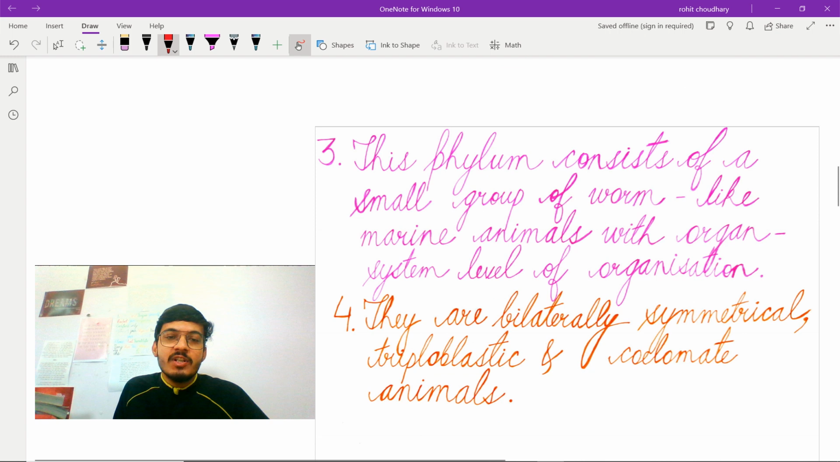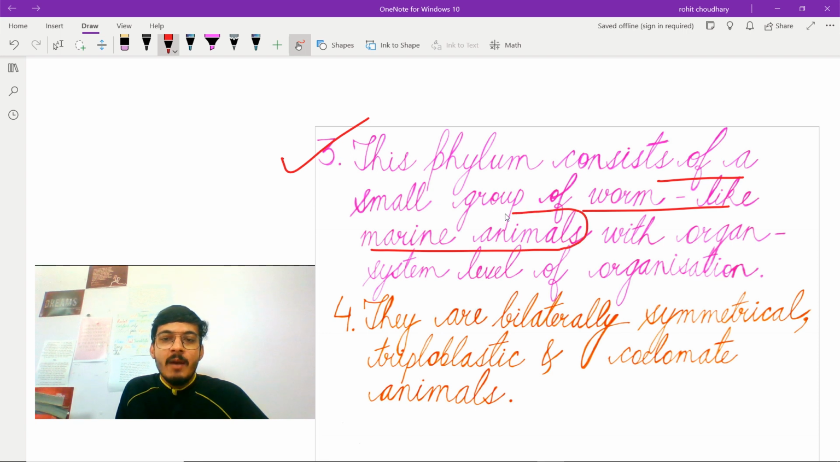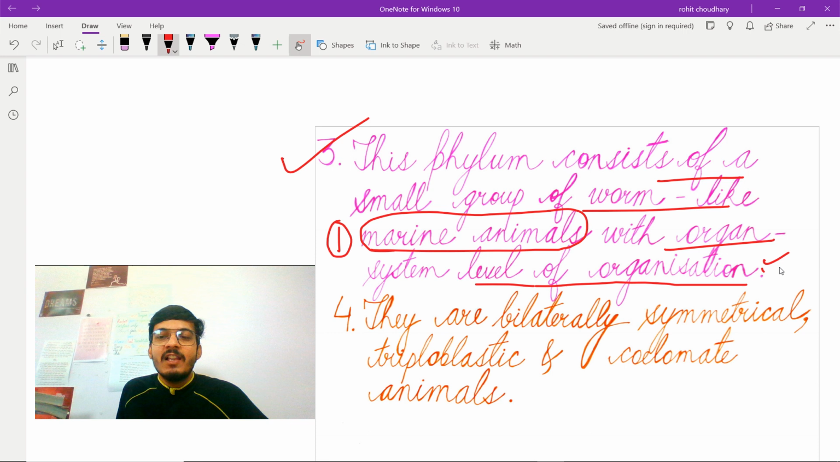The next feature is that this phylum consists of a small group of worm-like marine animals. Habitat will be marine. So this is the first important point. The habitat of the organisms found in phylum Hemichordata is marine, with organ system level of organization. Right from Platyhelminthes, we are studying that the organisms have organ system level of organization.